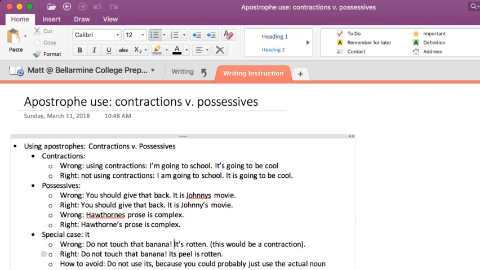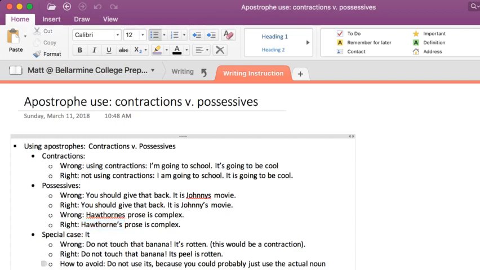So what you would do is you would say, do not touch that banana, its peel is rotten. And its is a special case where to be possessive, you don't use an apostrophe. Whereas for most possessives, you do use an apostrophe. Complex, that's right.